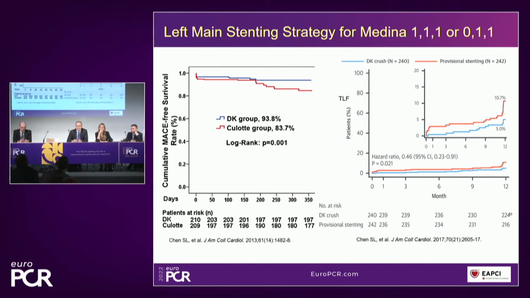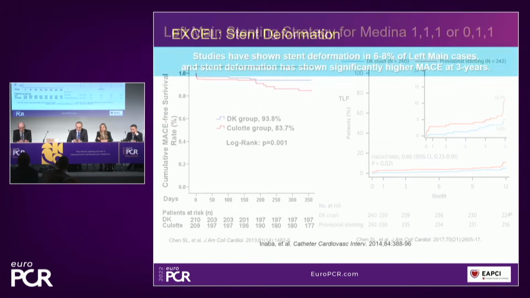And then DK Crush 5, as well as Definition 2, specifically looked at DK Crush versus provisional stenting and found that, again, DK Crush was lower for TLF. Now, the problem with the DK Crush is it is somewhat operator dependent. In order to be considered for the DK Crush 5 trial, you needed to have done 300 PCI cases per year for 5 years, and over 20 left mains per year. That was the only way you were going to be part of the trial, which probably won't apply to the vast majority of interventionalists out there.